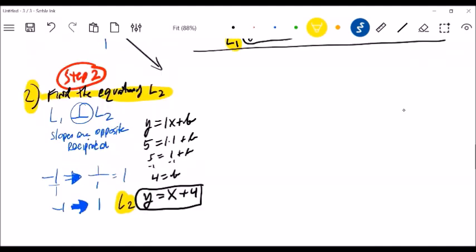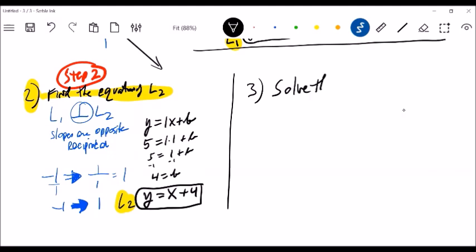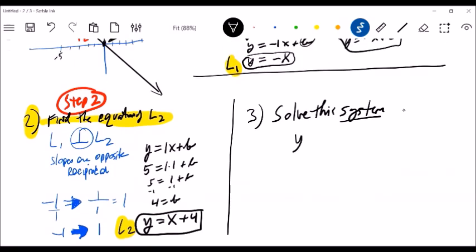Okay. So we have L1 and L2. Now what we're going to do is solve the system of equations. Step 3, solve this system. And the system is two equations. So we have y equals negative x, and we have y equals x plus 4. Oops, want to put a 4 there.